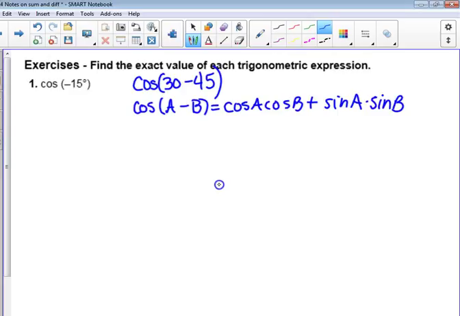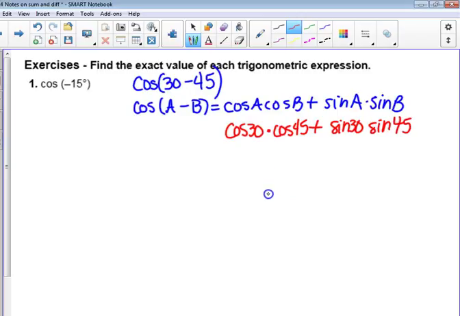All right. So what are we going to put in everywhere that there's an A? 30. So this will become cosine of 30. This will become sine of 30. And everywhere that there's a B, we're going to put 45. So this will be cosine of 45 plus sine of 45. Okay. Did I lose anybody yet?